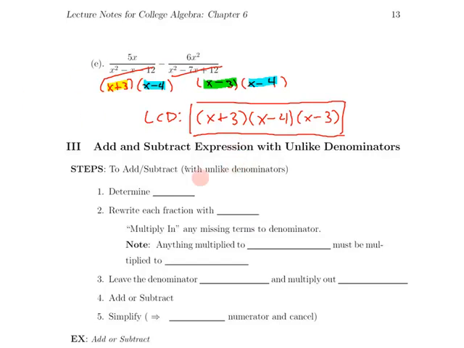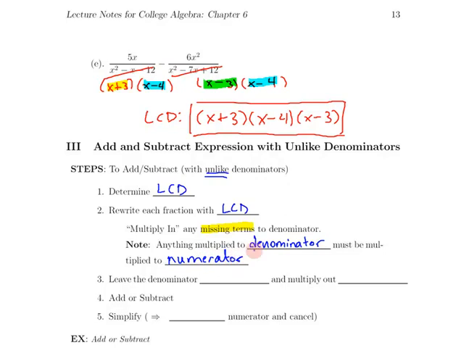Well, we start by finding the LCD. That is, in order to add or subtract when we have unlike denominators, we find the lowest common denominator. We rewrite each fraction with the LCD, which means you look at the denominators and you say, what's missing? Multiply in the missing terms to the denominator, and in doing so, you'll have to make sure that you multiply the same thing to the numerator. If you do the same thing on top and bottom, you don't change the value of the fraction. Anything multiplied to the denominator must also be multiplied to the numerator.